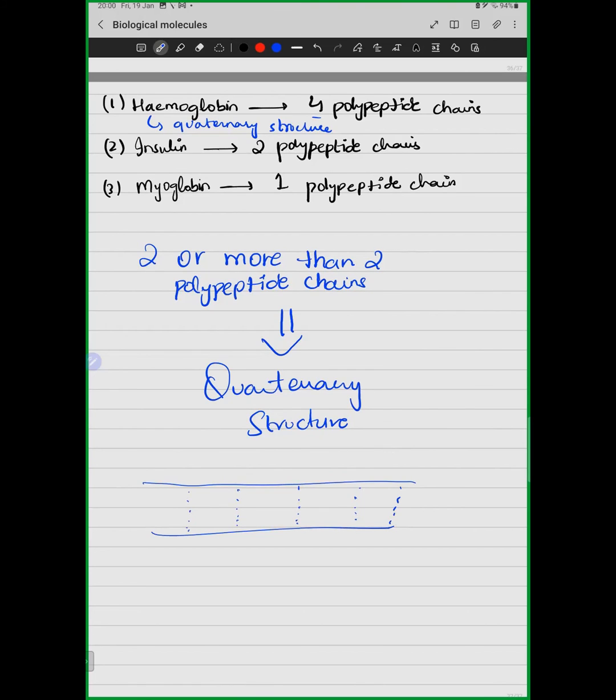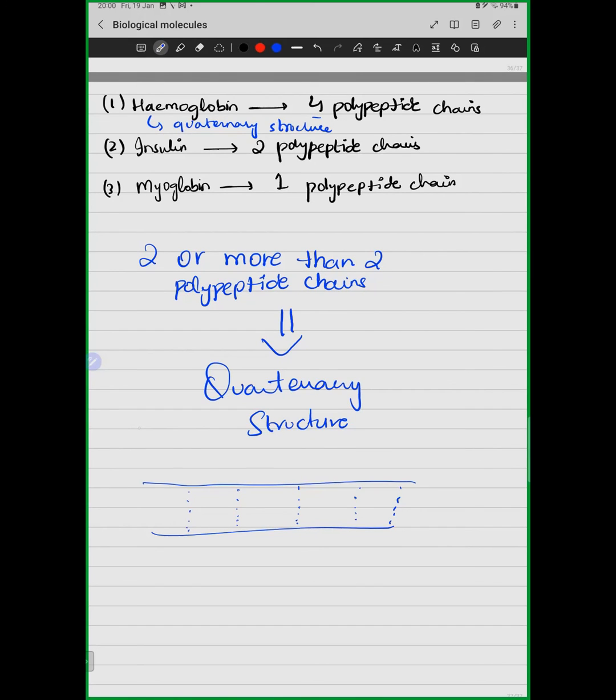Now, myoglobin. What do you think? Would myoglobin possess a quaternary structure, or would it just have a tertiary structure or a secondary structure? What do you think? Okay, what about you, Abiha? What do you think? What would be the structure of myoglobin? Okay, so you both are saying that myoglobin would have a primary structure.